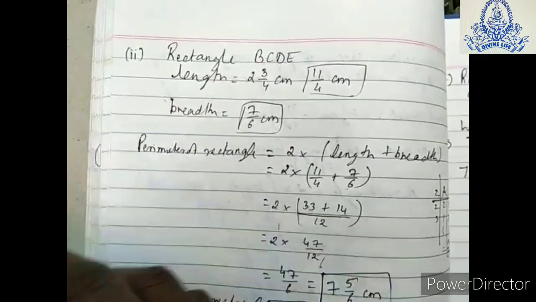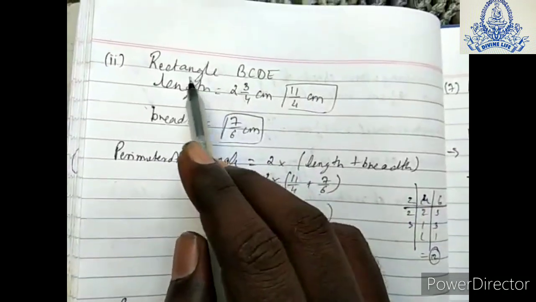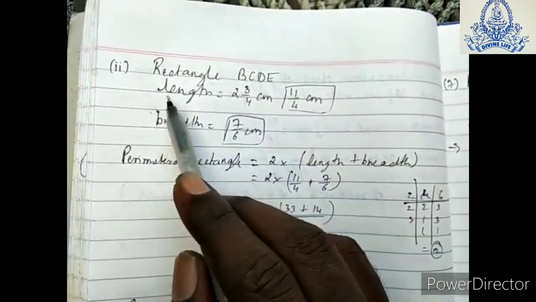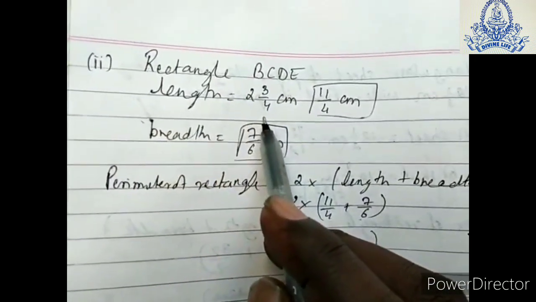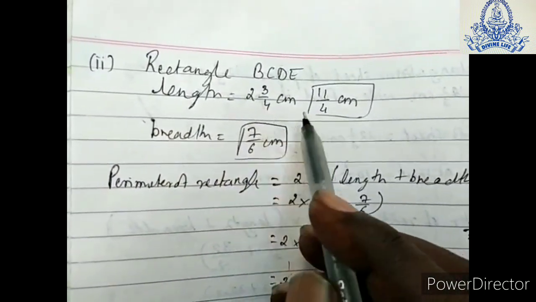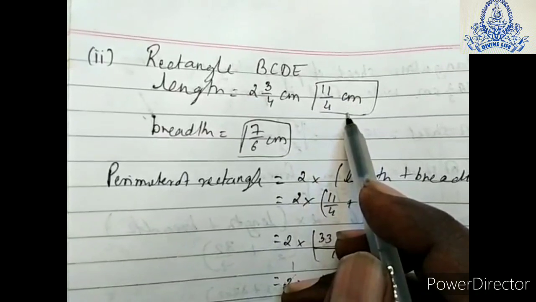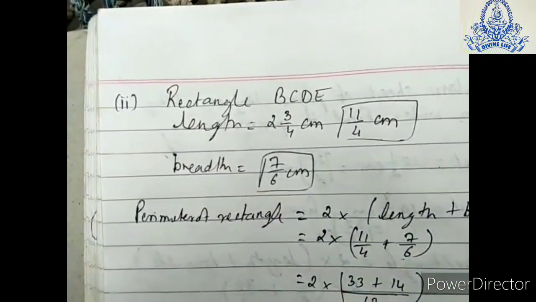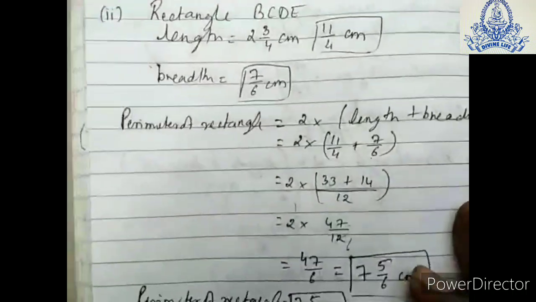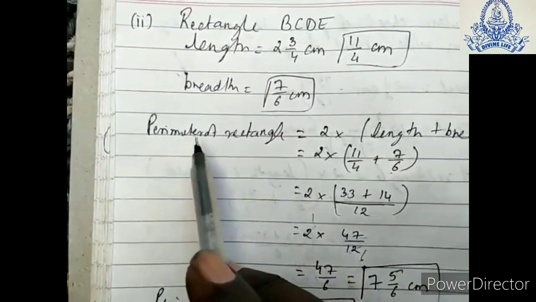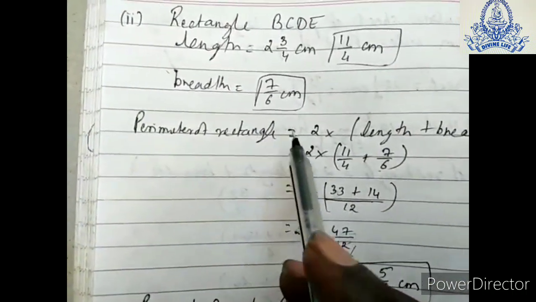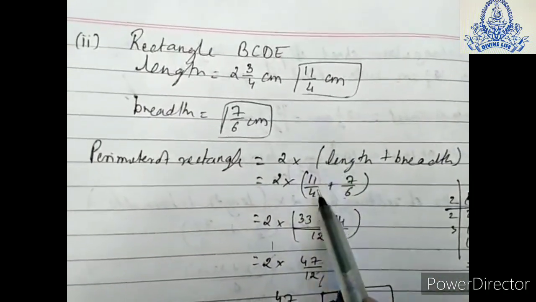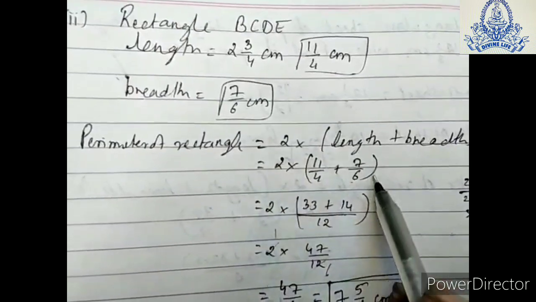As we got the perimeter of the triangle, in the same way we have to find it for rectangle BCDE. So the length of the rectangle is given 2 3 by 4, that is 11 upon 4 centimeter. We will convert it. In the same way, breadth is given 7 upon 6. So next will be the formula. We will put the perimeter of rectangle, that is 2 times length plus breadth. Length is given 11 upon 4, breadth is 7 upon 6.